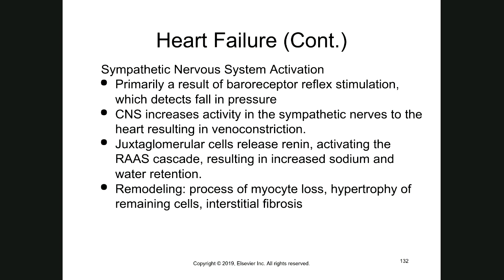At the same time, you see over there how the famous juxtaglomerular cells release renin, activating the RAS system, the renin-angiotensinogen cascade with aldosterone, resulting in increased sodium and water retention and the remodeling of the myocyte, loss and hypertrophy of the remaining cells, and interstitial fibrosis. That is what happens in the long-term situation in this patient.